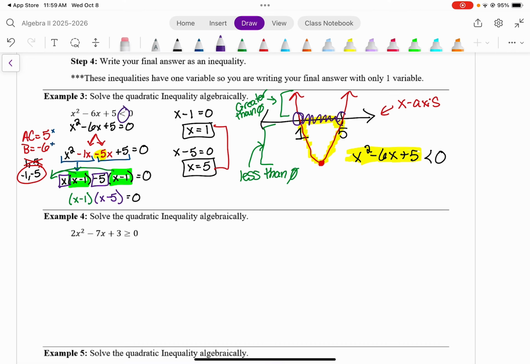So these values are not going to be included in our answer. One thing that you might want to do to help you out is put an open circle there. So in our inequality, we're going to have 1 is less than our x value, and then that x also has to be less than 5. That is how you can show that it's going to be between the values of 1 and 5.